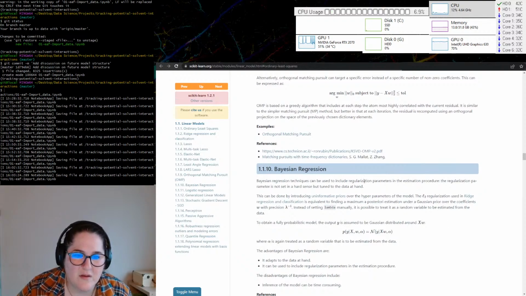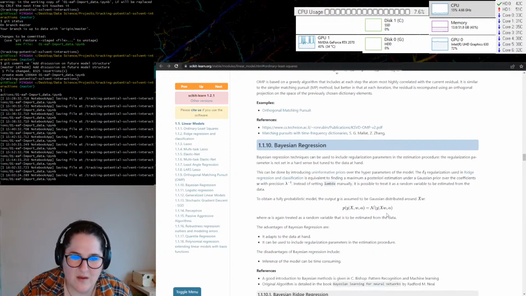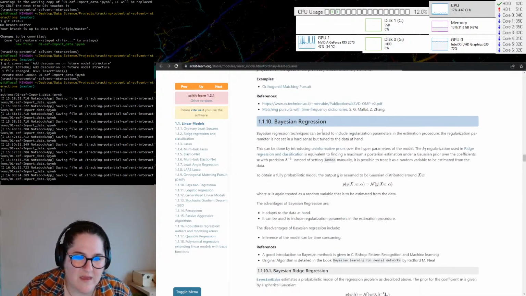Bayesian regression includes regularization parameters. Regularization, that's a word. The estimation procedure: the regularization parameter is not set but tuned to the particular data at hand. Uninformative priors over the hyperparameters of the model. They use an L2 regularization, which is used in Ridge, is equivalent to a maximum a posteriori. Basically it's just saying, hey, we add a lambda, which is kind of like adding a coefficient. So that's going to be Bayes, or Bayesian regression.